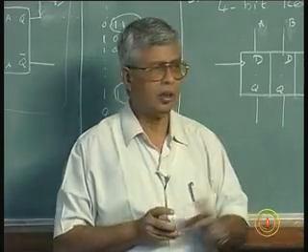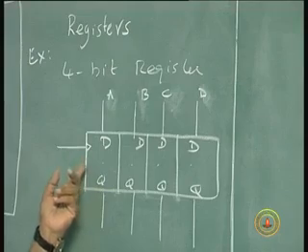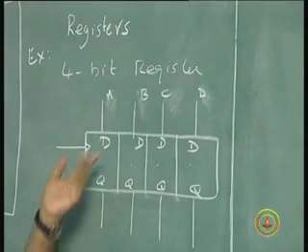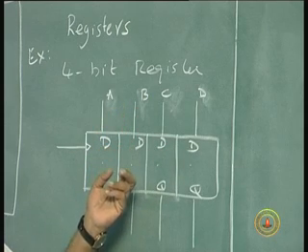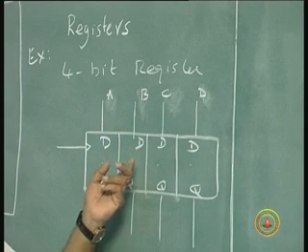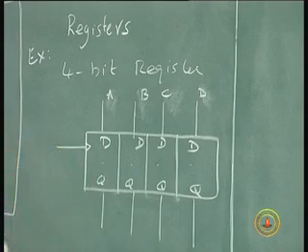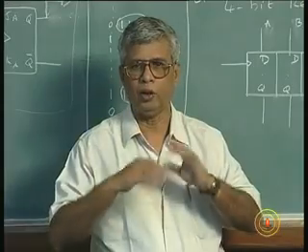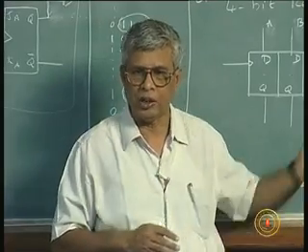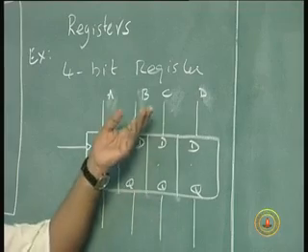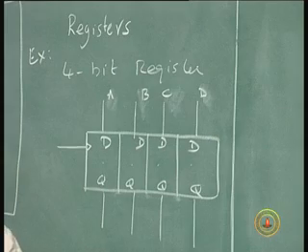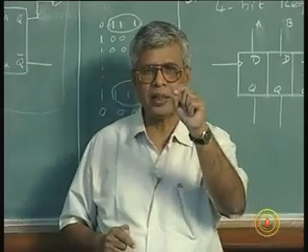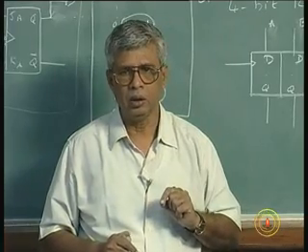Now, this clock may be at a frequency which is much faster than the rate at which I want to put the data and remove it. Suppose I want to put the data and then keep it for a while, even when the clock keeps coming and going, I do not want to disturb the data. Only when I want to use it, I will use it, and then I will put another data. That means I want another control independent of the clock.